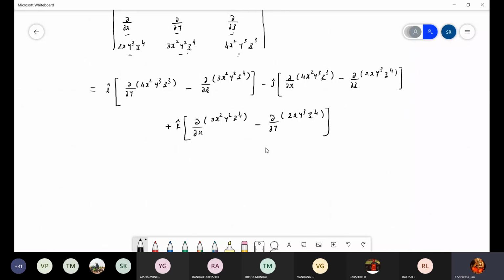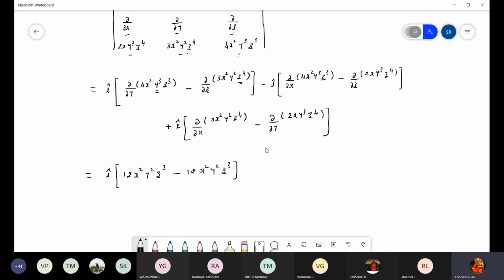Differentiate. I cap into, yes. First one with respect to y. You have to differentiate this y cube, 3y square. You will get 12x square y square z cube. This is the first term. Minus. Now z you have to differentiate, z power 4. Z power 4 is 4z cube. 4 3s are 12 x square y square z cube.